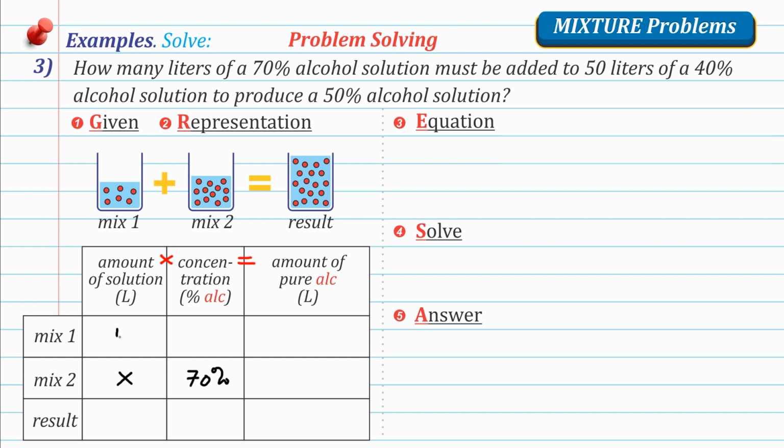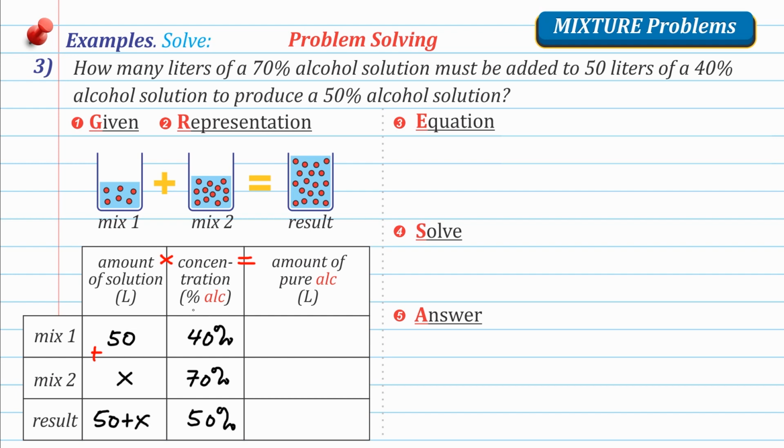So, let's write here. Originally, we have 50 liters of mix 1. And that was described to have a 40% alcohol content. And continuing, to produce, according to the problem, to produce means that's the result. The result is a 50% alcohol solution. Now, don't worry here. Sir, shouldn't 40 plus 70 be equal to 110? No, Mars. Only the amounts are added here. This concentration, you don't add. You only add amounts. So, representing, we have 50 plus X. Therefore, we represent the result as 50 plus X.